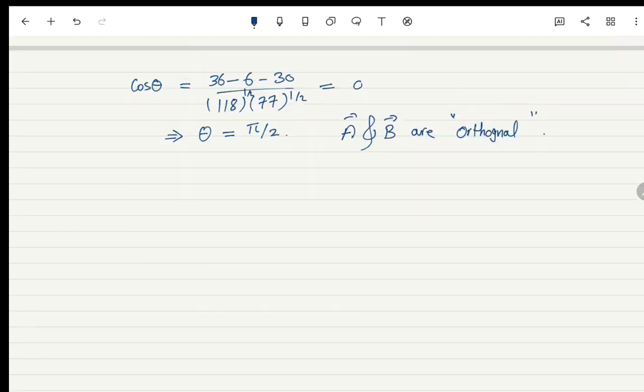We also can conclude, and this is a very important note here, that if vector A is not equal to 0 and vector B is not equal to 0, and we found that A dot B equals 0, this means the vectors A and B are orthogonal.